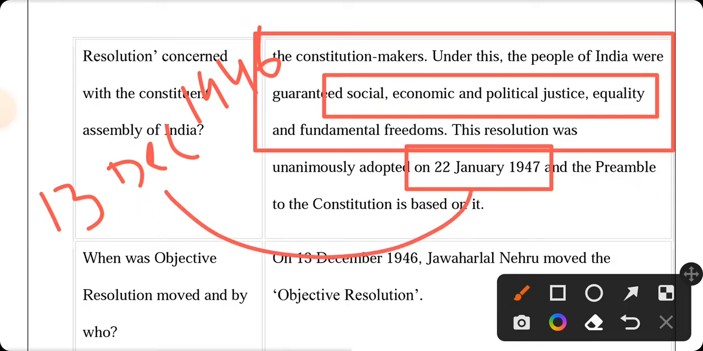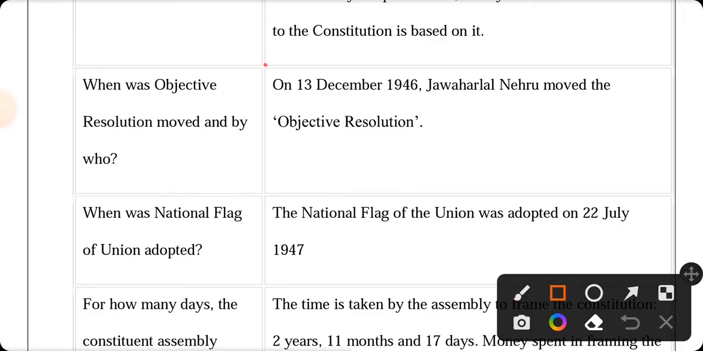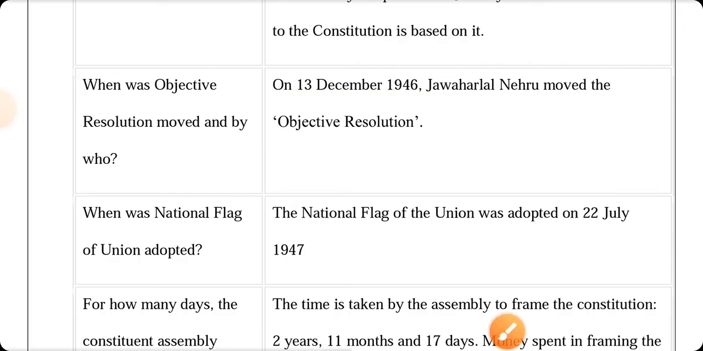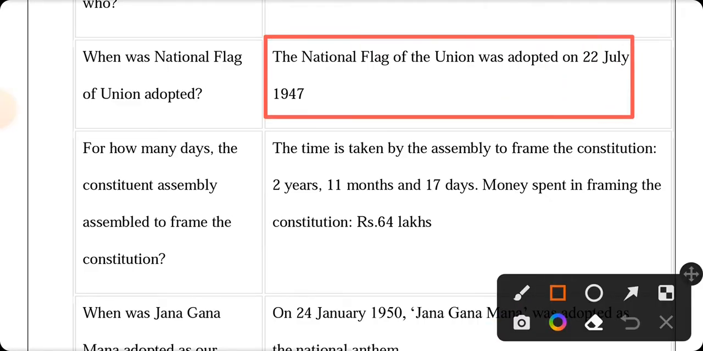Who moved the objective resolution? Jawaharlal Nehru moved the objective resolution. Right here you can see, the objective resolution was moved on 13 December 1946, and accepted on 22nd January 1947. The national flag, the tricolor flag, was accepted as the national flag of India on 22nd July 1947. This national flag was designed by Pingali Venkaiah.